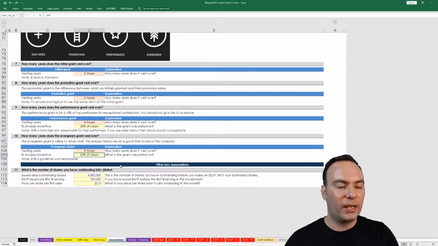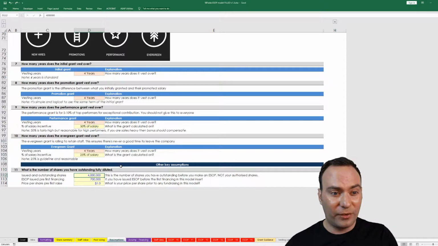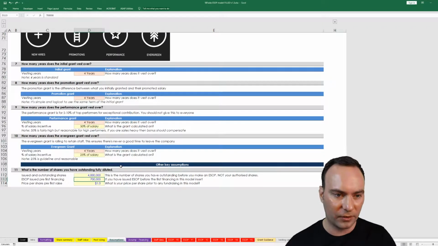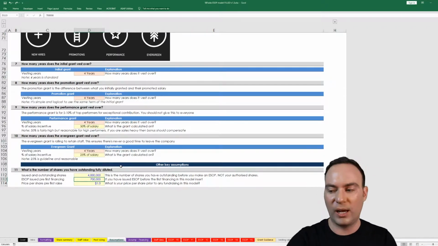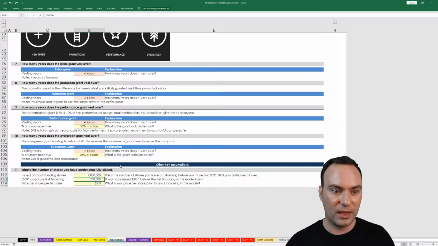Other key assumptions, people probably get confused by this, but it's actually really basic. How many shares do you actually have when you start your program? If you have an ESOP before your first financing, so you want to increase your issued and outstanding already, add those in, but it's basically how many shares you have now. This is a starting point. When you raise more money, you have more shares or you issue more options to people, you need to know how much you have. So make sure you fill these numbers in properly.